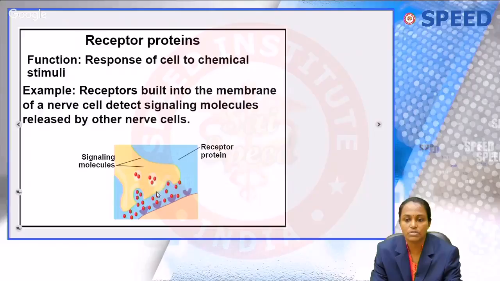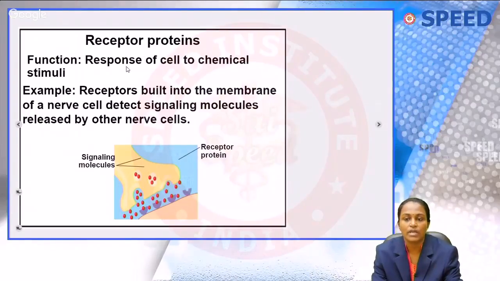You remember the synapse? These are the dendrites, axon, and knob over here. Here the electrical impulse is converted to a chemical impulse and it is taken by the dendrite of the next neuron. So this is a very simple example of receptor proteins. What does the receptor protein do? They carry the impulses and transmit the impulses from one cell to another.